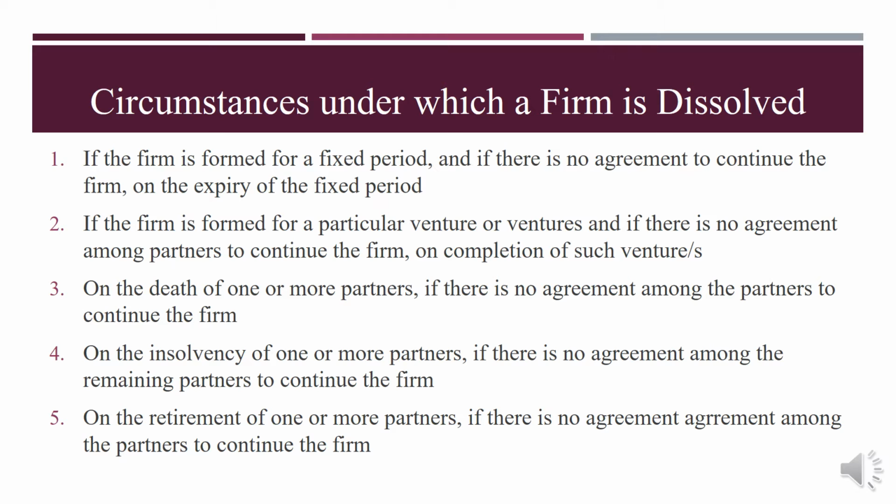Yes, if one or more partners of the business die, and if there is no agreement to continue the firm after the death of the partners, then the business is going to dissolve. Next one, on the insolvency of one or more partners, if there is no agreement among the remaining partners to continue the firm. See, if there is no agreement in case of insolvency of one or some of the partners, and if there is no agreement to continue the business, then in that case the business is going to dissolve.